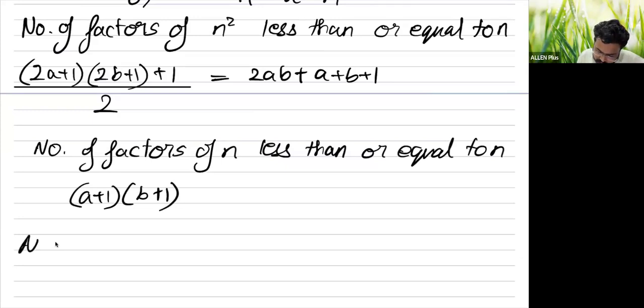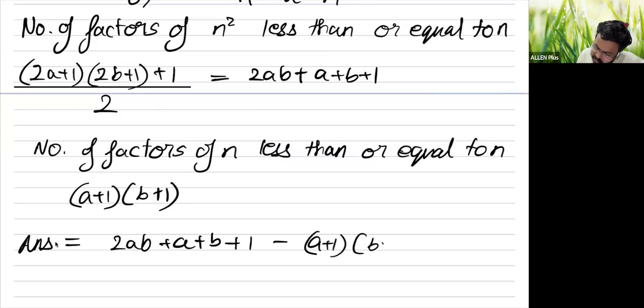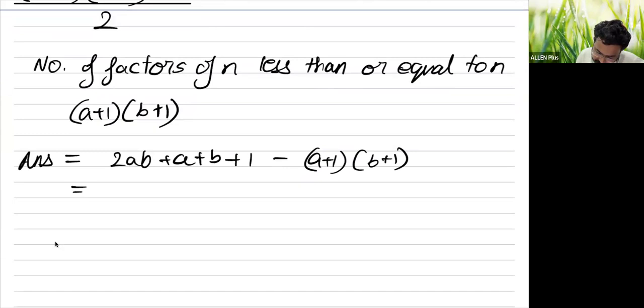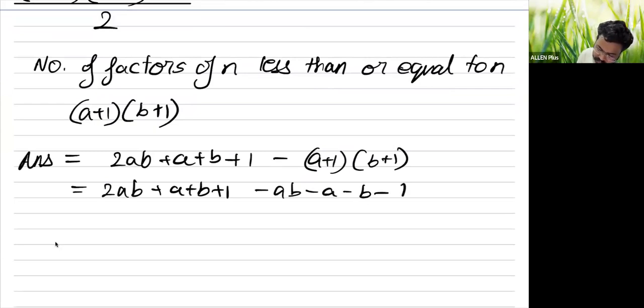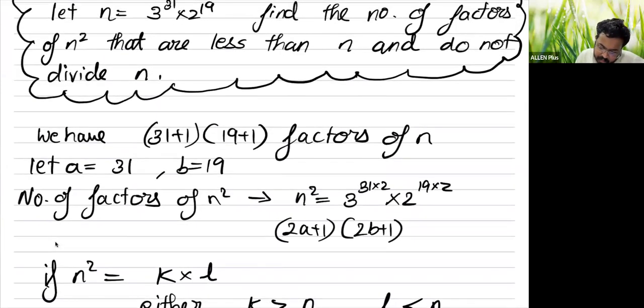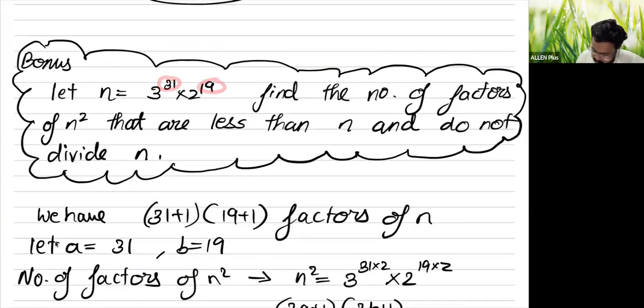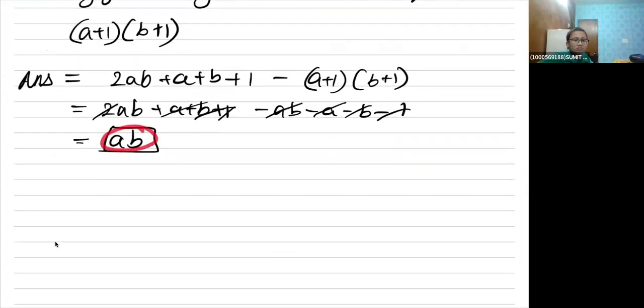So the answer will be 2ab plus a plus b plus 1 minus a plus 1 into b plus 1. And if you notice, this will be 2ab plus a plus b plus 1 minus ab minus a minus b minus 1, and everything will get cancelled. And you are left with ab only. That is why I had replaced the power of 31 and 19 over here with simply ab.